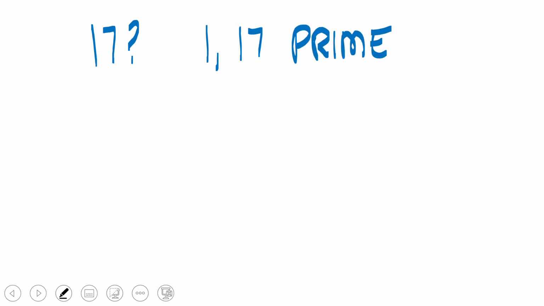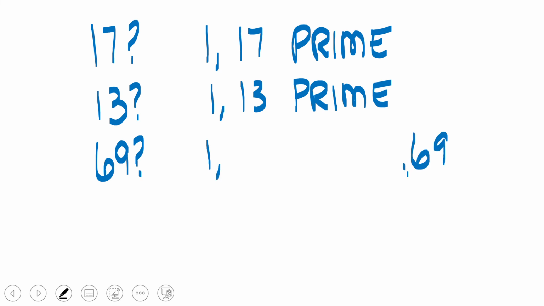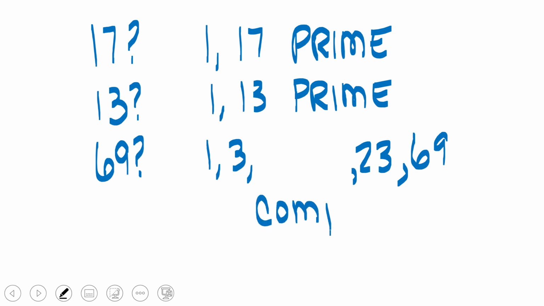What about 17? 1, 17, prime. 13, 1, 13, prime. How about 69? 1, 69, 3, 23, and so on. Composite.